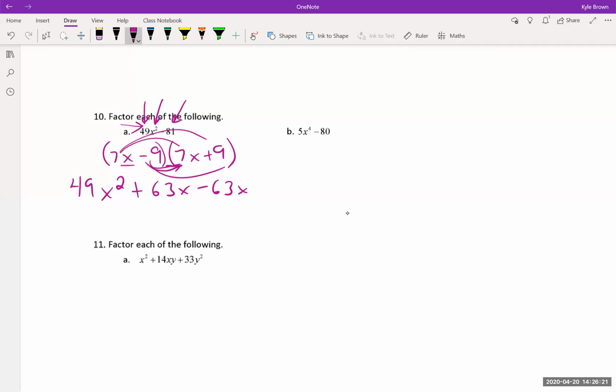And then negative 9 times 9 is negative 81. Well, what happens here? Look at our two middle terms. I've got plus 63, minus 63. Those things cancel. So in the end, this all just turned into 49x squared minus 81. That's why that worked to just go 1 minus and 1 positive, right? That was the whole point of that.